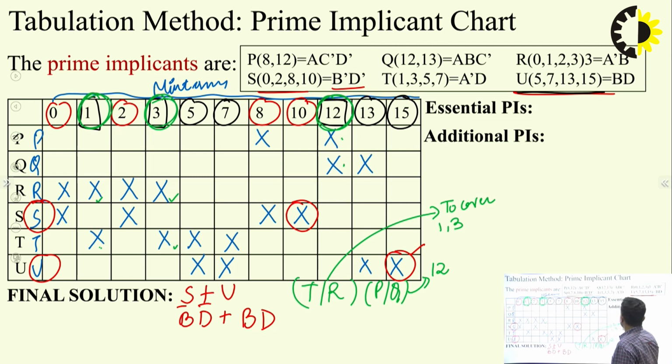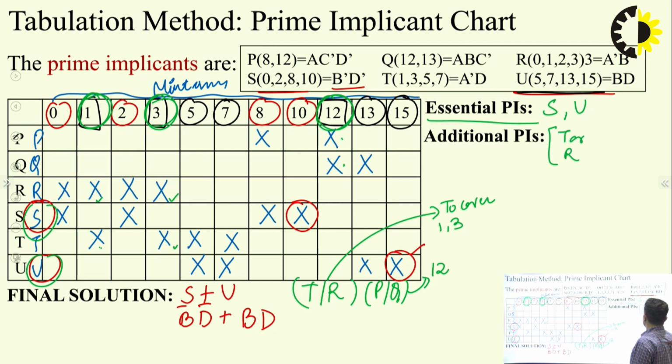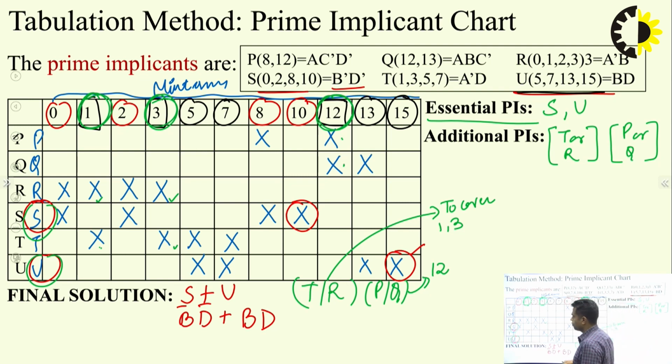So I can see that essential PIs are the ones which are definitely going to be part of my answer. I've seen that S and U were the essential prime implicants. Additional prime implicants: T or R, and between P and Q, P or Q. Any of these combinations will result in a valid answer.